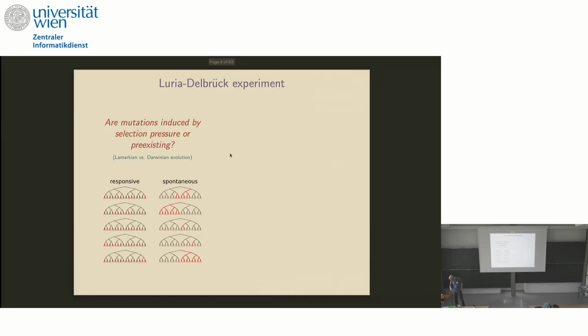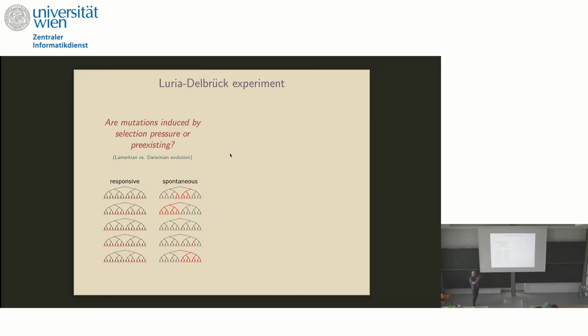What people are debating is basically the picture on the left. This is a population growing, and each branch is a cell division. It's a very simple, nice population where the divisions are perfectly synchronous and everyone's growing at the same rate. On the left, at the end of the experiment, the cells are exposed to a selection pressure, and all of the cells in red are the ones that get a mutation in response to that selection pressure. Those are the ones that survive. Whereas on the right, the mutations are, as we know is true now, pre-existing in the population.